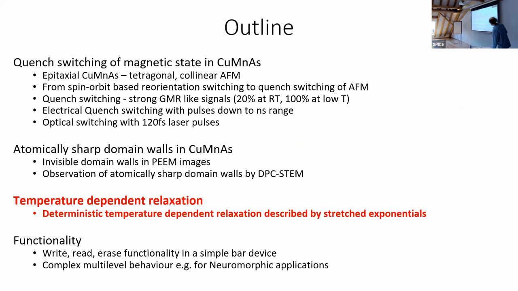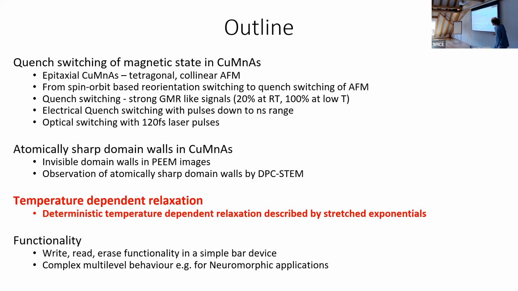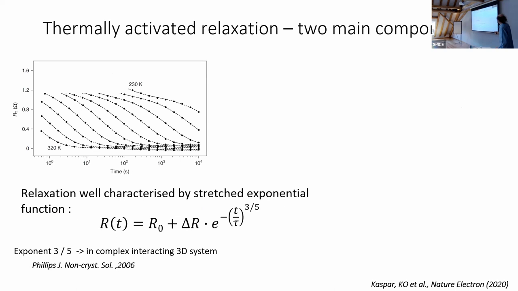Now, with these calculations, I rather intend to say that maybe we just don't understand properly enough the antiferromagnetic state of copper manganese arsenide. We are far from understanding even the atomically sharp domain wall, and especially we are very far from understanding this state as a whole and its dynamics. But we can actually learn a lot about its dynamics from temperature dependency. Okay, so I will just finish this last slide.